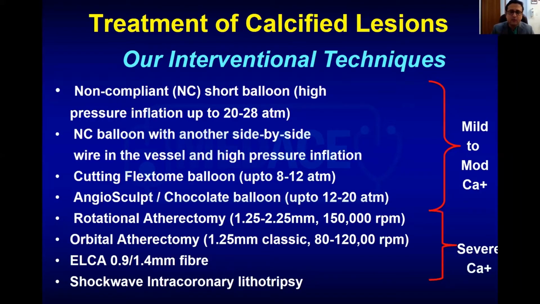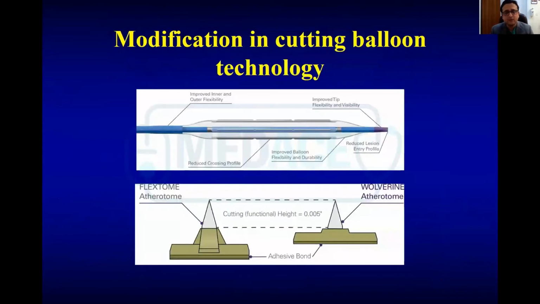And then for severe calcium, you have rota, orbital atherectomy, laser, shockwave, and then I know in Pakistan some facilities use OPN balloon. It's not FDA approved. I have not used it, but I will mention it because it's available. And then you can use these techniques for bailout as well. I'm just going to quickly mention.